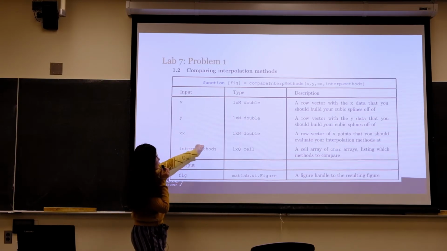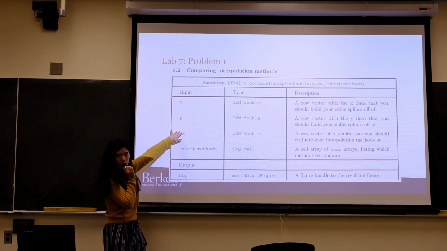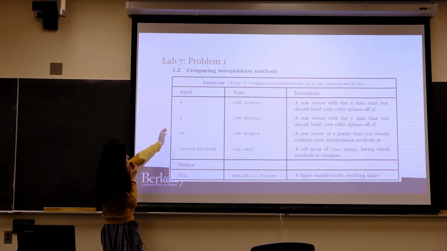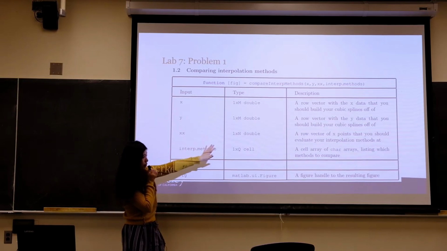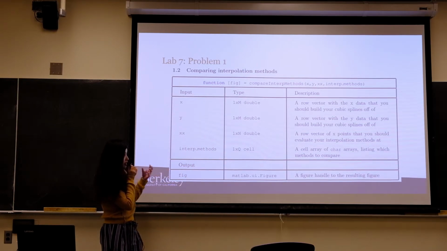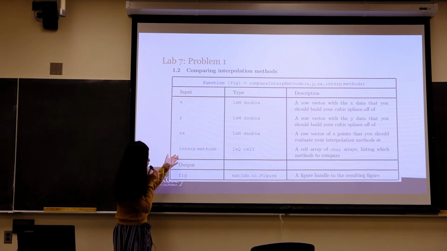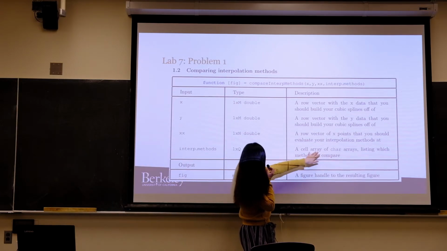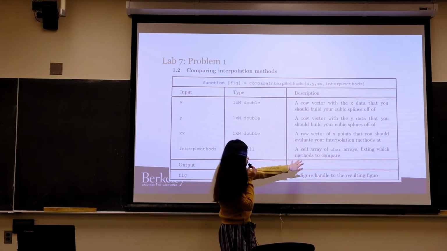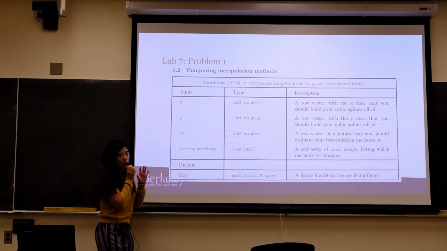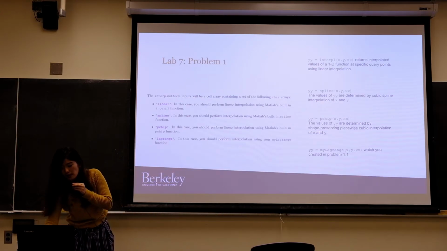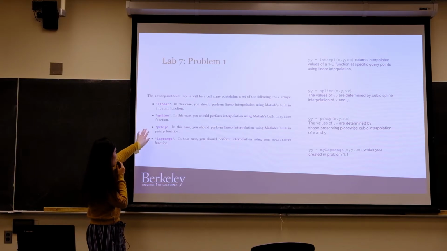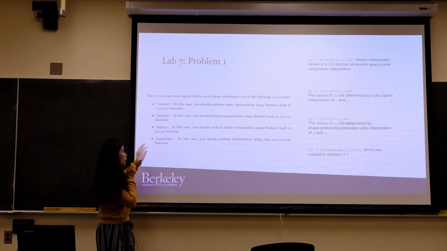Again, we have x and y, which are known, and we also have xx, the row vector of x points. We want to estimate the y points. We also have the interpolation methods, a cell array of char arrays listing which methods you're going to compare, and your output will be a figure. There are in total 4 methods: linear, spline, pchip, and Lagrange.